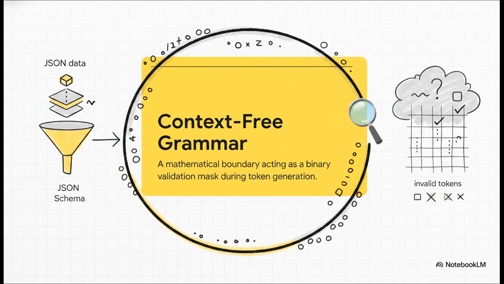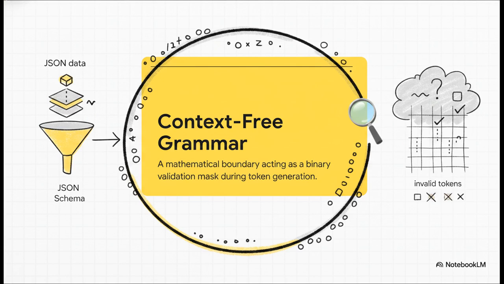So instead of just politely asking the model for JSON, the application hands over a formal JSON schema. The inference engine then takes that and compiles it into something called a context-free grammar, or CFG. Think of this CFG as a mathematical boundary. It's essentially a binary validation mask.